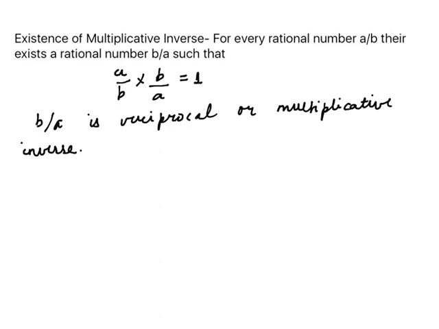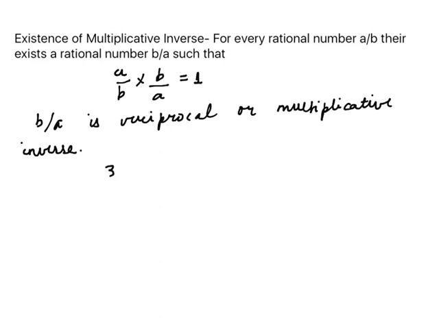Then next we have existence of multiplicative inverse. As you already know, the multiplicative inverse is the reciprocal of the given rational number. So according to this, for every rational number a by b, there exists a rational number b by a. In such a way, if we multiply these two rational numbers, we will get the answer as 1.